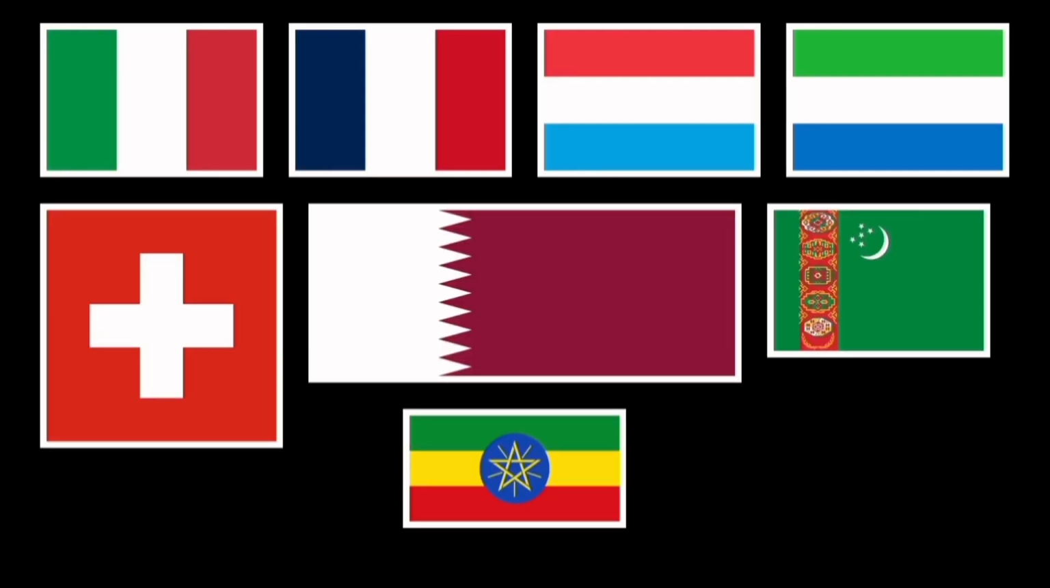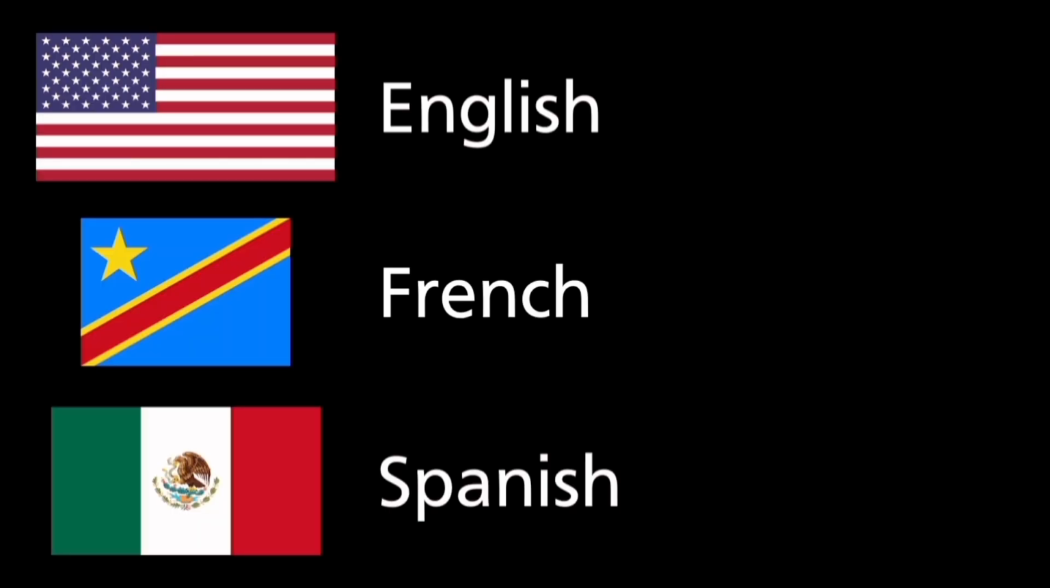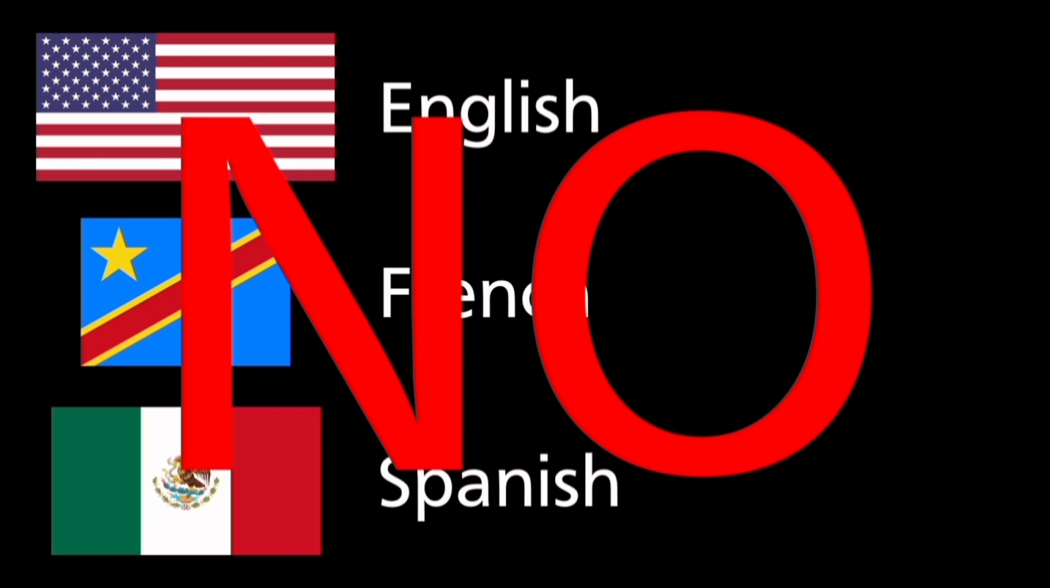Flags can come in any pattern or size, or in Nepal and Ohio's case, shape. National flags are used as an integral symbol of a particular country or nation, hence the name national flags. They're not linguistic flags, which is why they're not a very good way to identify or represent an entire language.